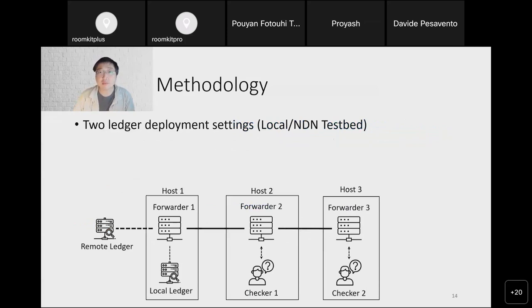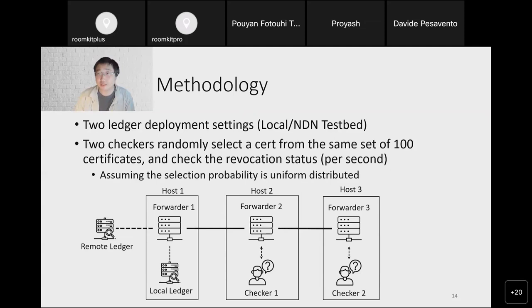We set up our experiment topology as the figure shows. We have two checkers connected to two forwarders respectively. Then the two forwarders are connected to a forwarder where the ledger is connected. In our evaluation, we tried both deploying the ledger on the local ethernet of forwarder one and on the NDN testbed, remotely connected to forwarder one. Every second, the two checkers randomly select a certificate from the same set of 100 certificates and check the revocation status. In this experiment, we assume every certificate has the same possibility of being selected. We measure the latency of revocation record checking and normalize it against the average round trip time from the ledger to the checker.